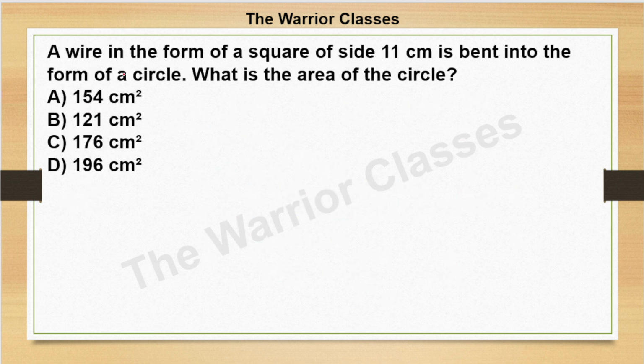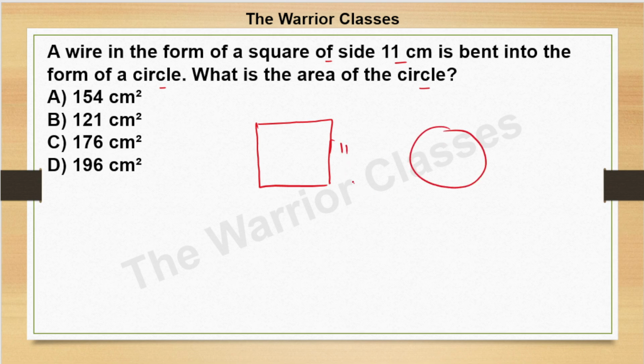Now the next question. The question here is: a wire in the form of a square of side 11 centimeter is bent into the form of a circle. What is the area of the circle? So here in the question we have a square of side 11 and we'll change it into a circle. Then what will be the area? Now the perimeter of both the square and the circle will be the same. The perimeter of the square will be 4 into side, right? 4 into side, where the side is 11. So it is 44 centimeter.